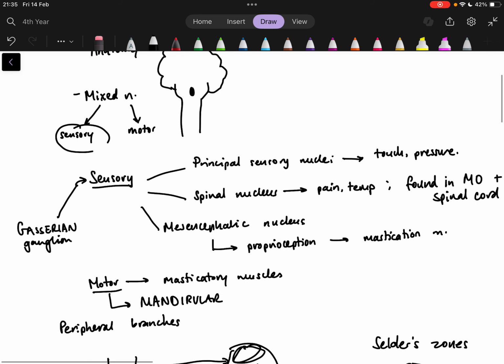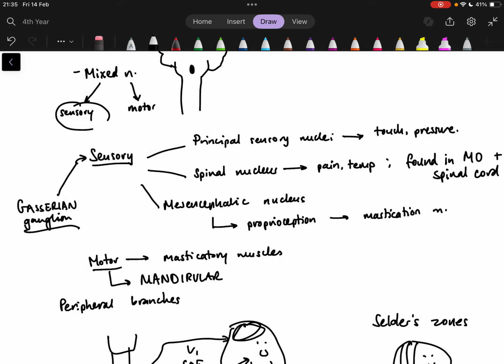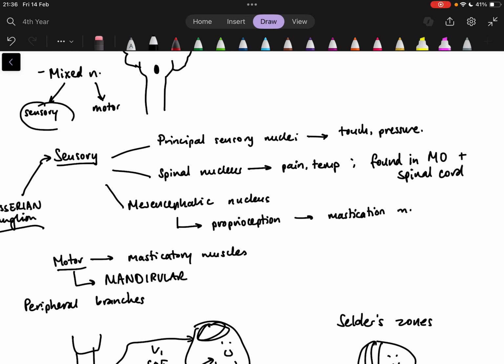And it's a mixed nerve, which means it has both a sensory portion and a motor portion, okay? So when we talk about the sensory portion, we have a particular ganglion called the Gasserian ganglion, which basically contains the pseudo-unipolar cells. If you remember what ganglion means by definition, it's just a group of cell bodies of neurons. So these will give off their branches to the 3 sensory nuclei that you need to know in the trigeminal nerve. The first one is the principal sensory nucleus. This is also known as the chief sensory nucleus, and this will give a sensation for touch and pressure of particular portions of the face, which we'll talk about later.